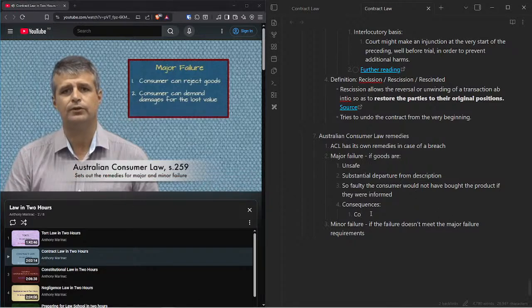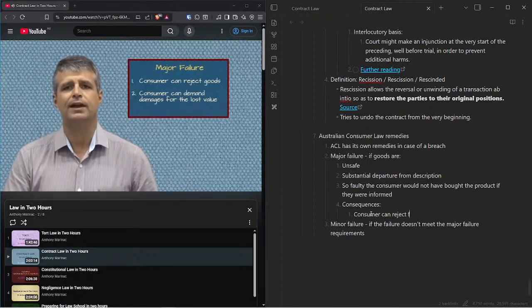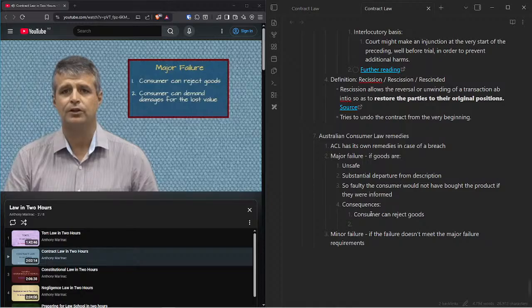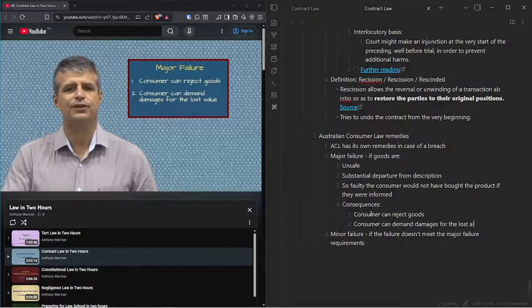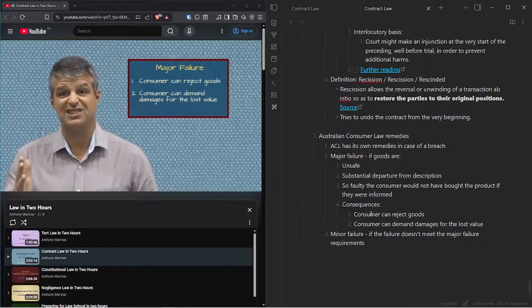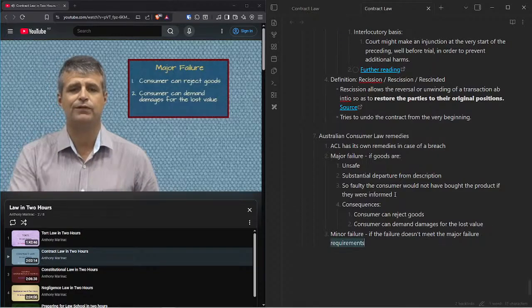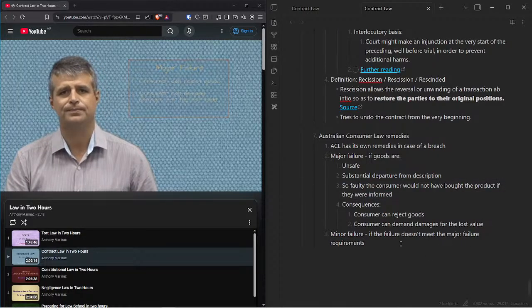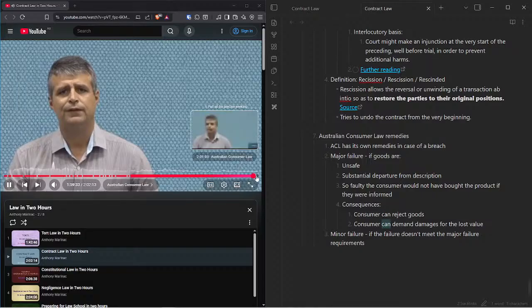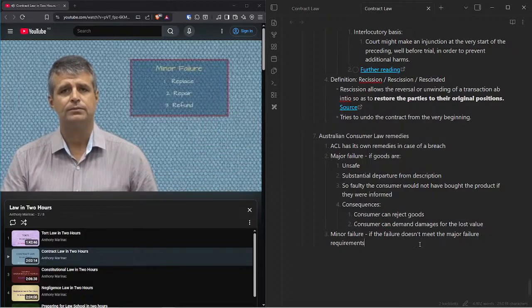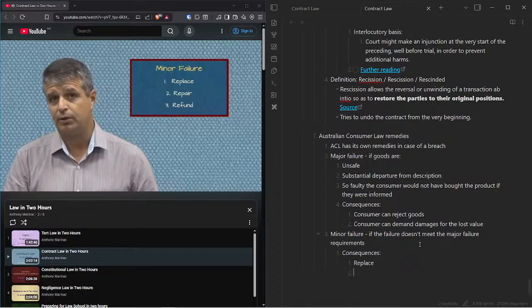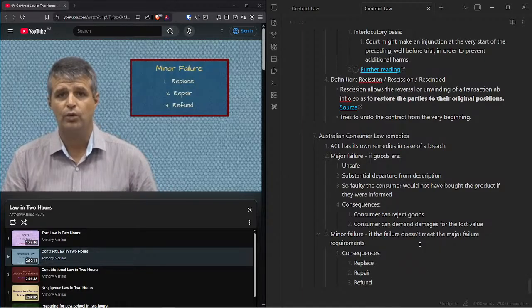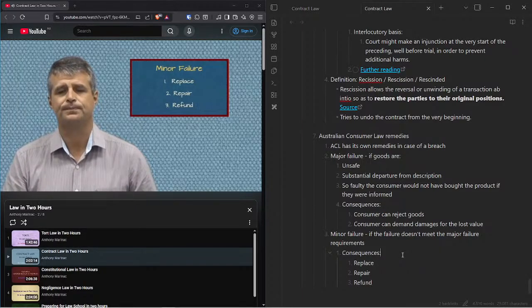Or alternatively, they can take legal action under the Act to recover any lost value. That is the difference in value between the product as it is and its value if the failure had not occurred. If the failure is minor, then it's the supplier who gets the options. They have the option of replacing the product, repairing it, or refunding the cost price.